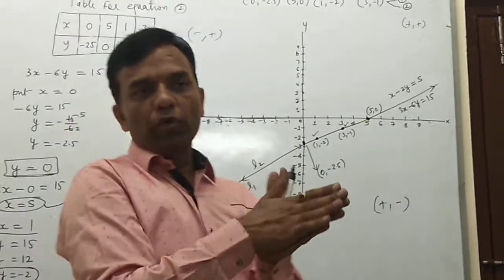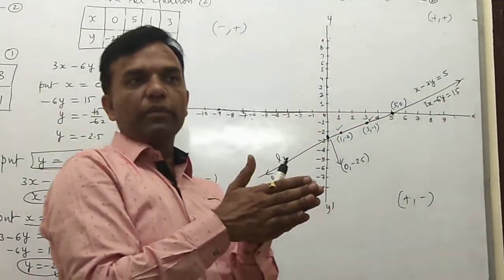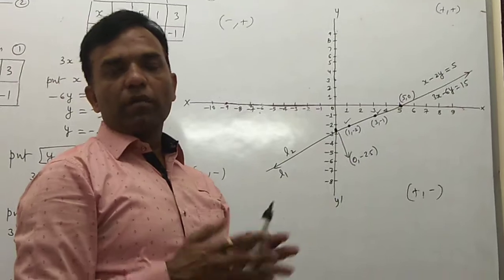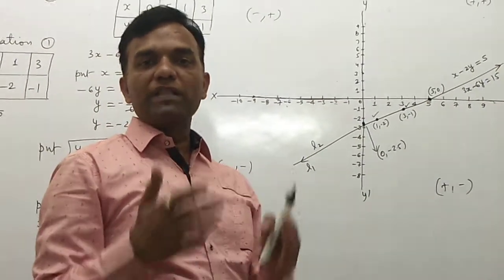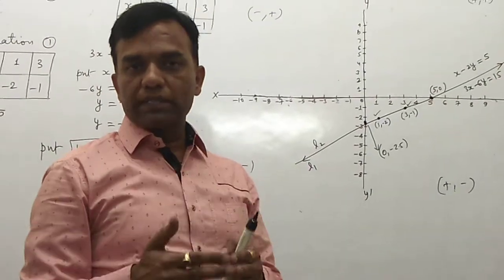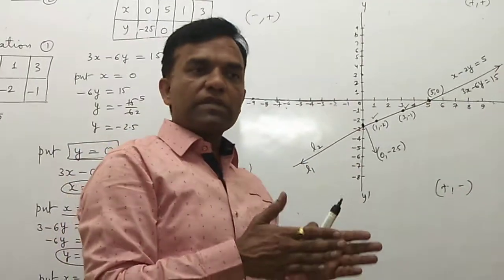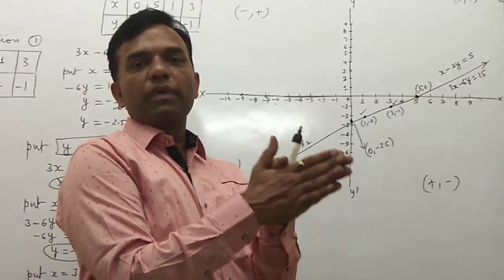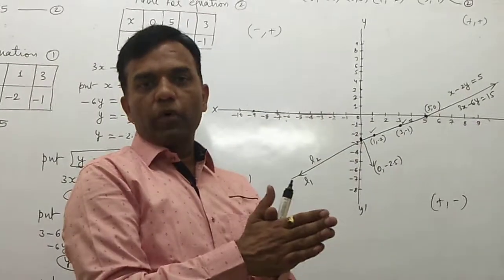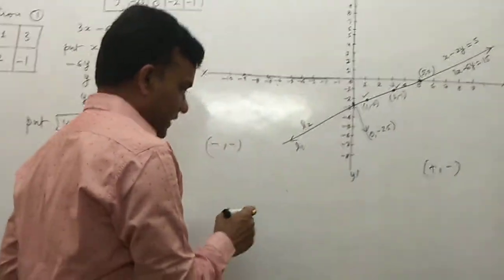So if both lines are overlapping each other, it means they have many solutions. If only one point touches the other equation, then you have one solution, which means a unique solution. But these equations overlap each other completely. Therefore, they touch at many points, infinite points. So their solution is infinite solutions.